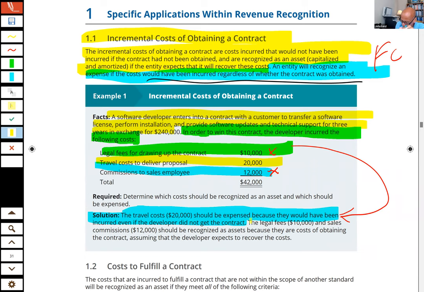The legal fees and the sales commission would be recognized as an asset and then, as I said, be amortized. Question.